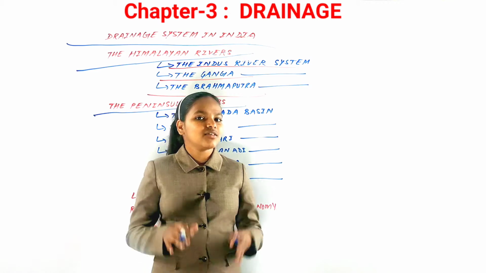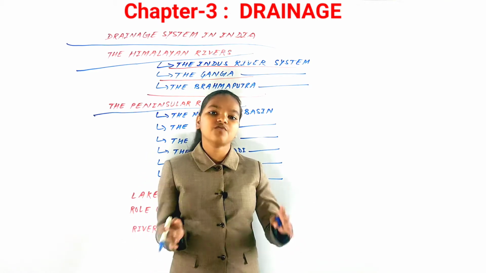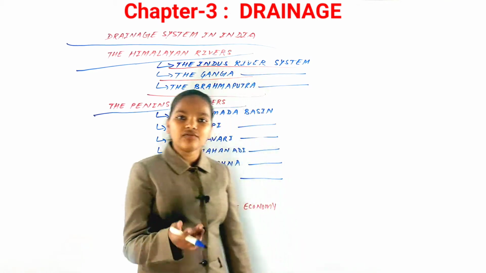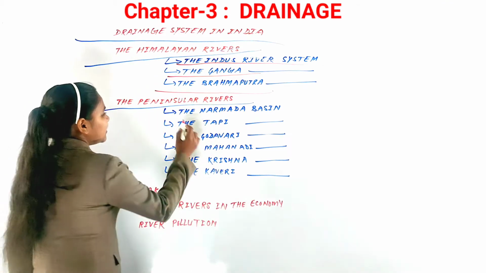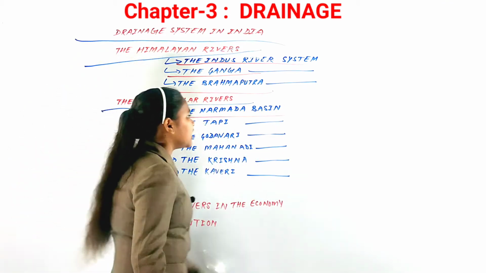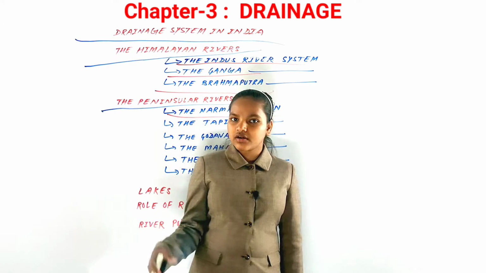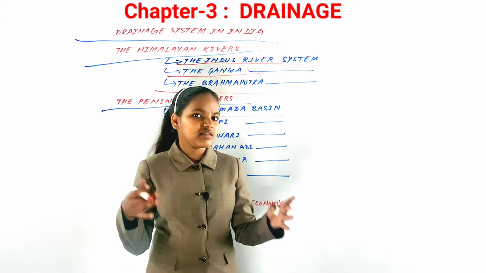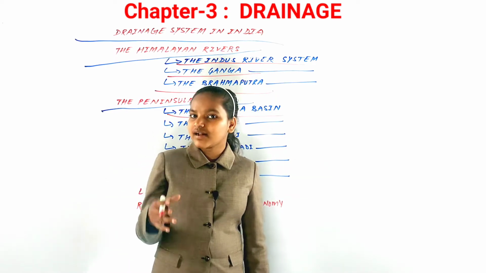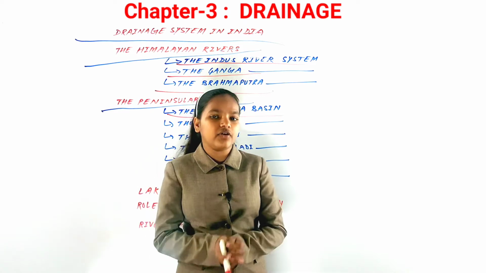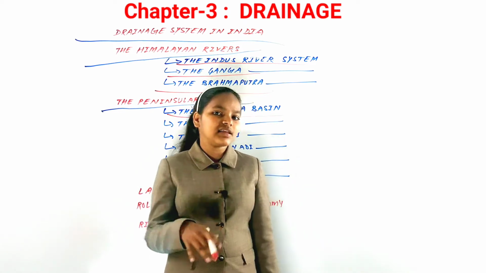So let's discuss some of the major peninsular rivers one by one. Now the first river that we are going to discuss is the Narmada Basin. So first one is the Narmada River and its basin. Basins, as all of you know what they are, as we have discussed in the starting of this chapter. Now first let us discuss the Narmada River.